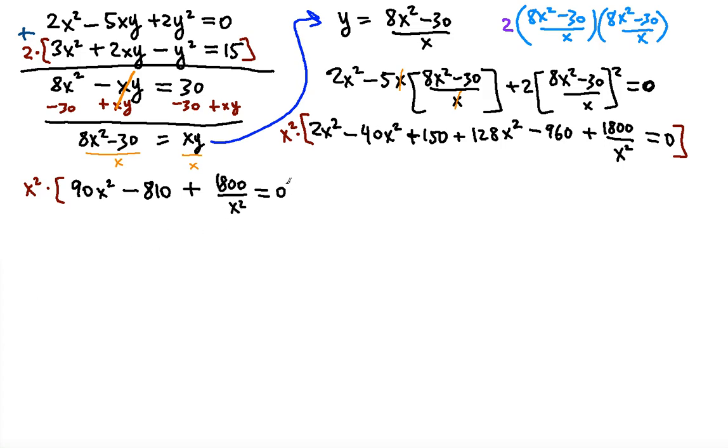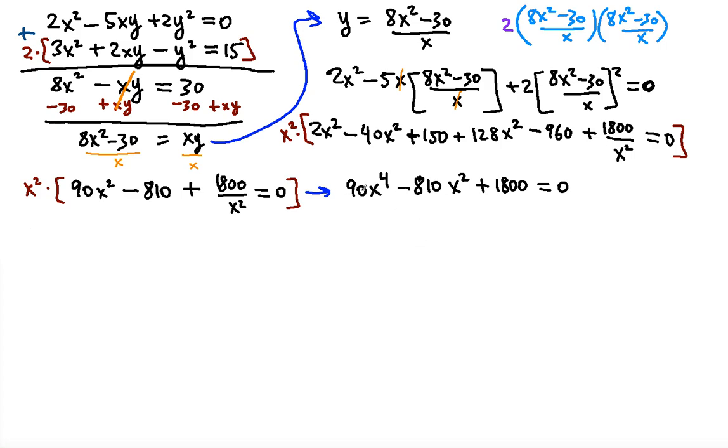Okay? So now we can actually multiply both sides by x squared to get rid of this fraction. So here's what we're going to have as a result. We will have 90x to the fourth, right? Because we're distributing the x squared to each term, minus 810 x squared. Now, keep in mind that this x squared being multiplied to this will cancel out the x squared, right? So it's just clean 1800 being added is equal to 0. 0 times x squared is still 0. Bingo.